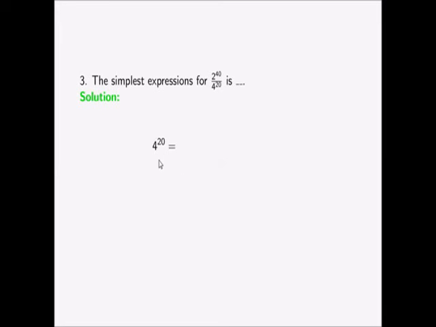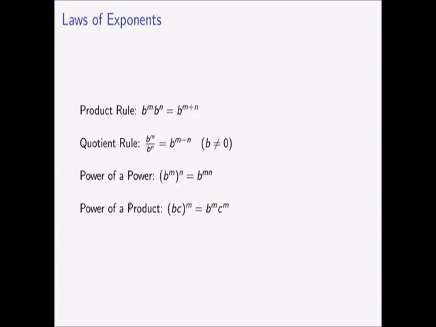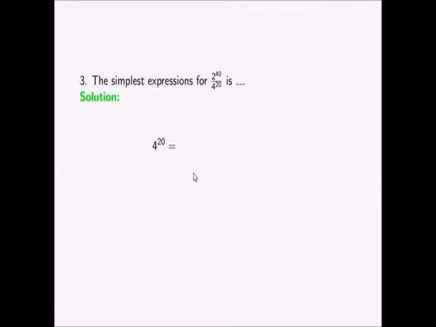So, 4 to the 20. Kasi 4 can be written as 2 times 2. So, substitute 4, 2 times 2, to the 20. And then, next, gamitin natin yung power of a product. B times C raised to the M. Power of a product, i-distribute mo lang yung exponent.